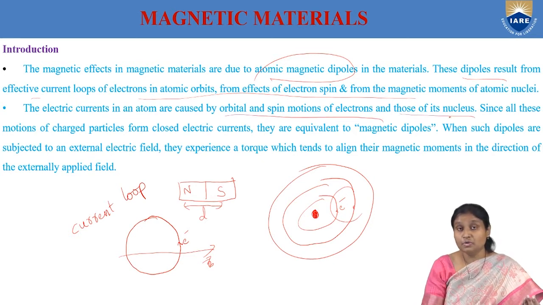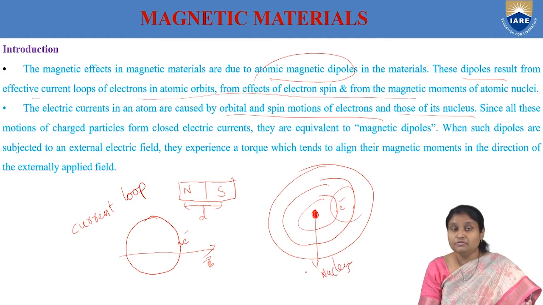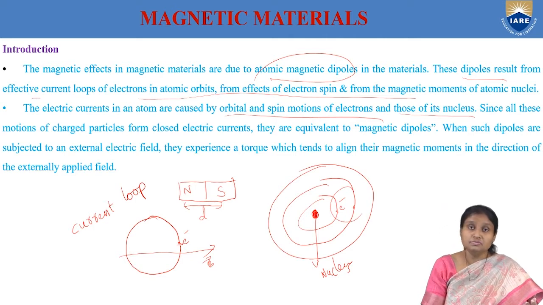And of course, there is one more contribution, which comes from the nucleus. In the nucleus we have two types of particles: neutrons, which do not have any charge, and protons, which are positively charged.